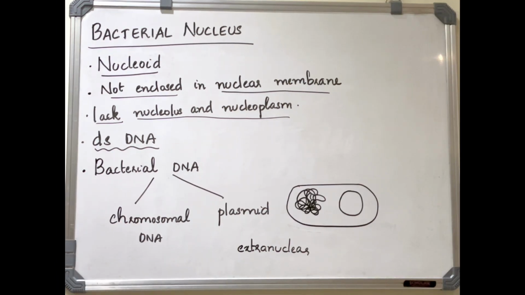So this is all about the internal structures of a bacterial cell. We have discussed the cell membrane, cytoplasm, ribosomes, mesosomes, inclusion bodies and bacterial nucleus. Hope that this session was clear.